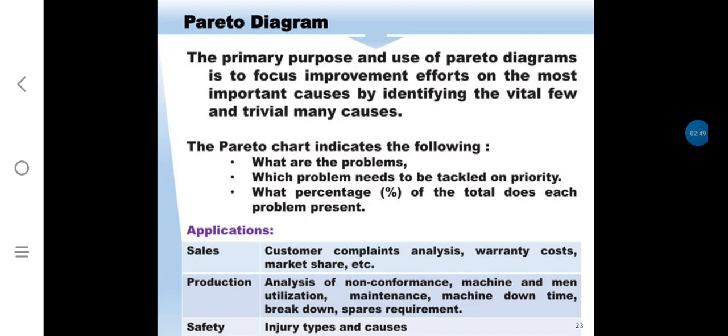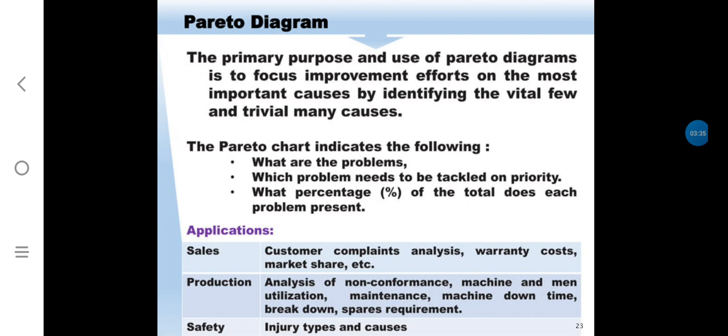And the third one is the Pareto diagram. The primary purpose of using the Pareto diagram is to focus improvement effort on the most important causes by identifying the vital few and trivial many causes. The Pareto diagram is also used for identifying the causes that are affecting the quality functions, and also getting the details and developing the required remedies for that. The Pareto chart indicates the following: what are the problems, which problem needs to be tackled in priority, and what percentage of the total does each problem represent.